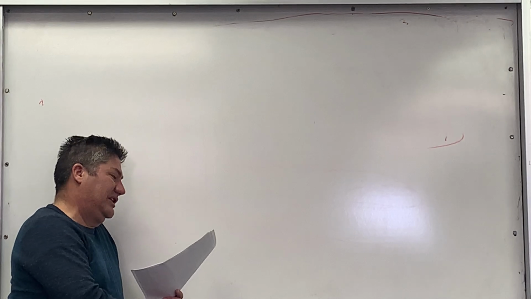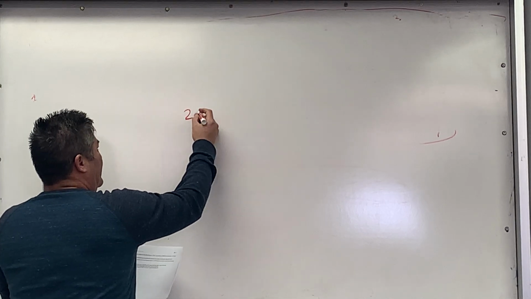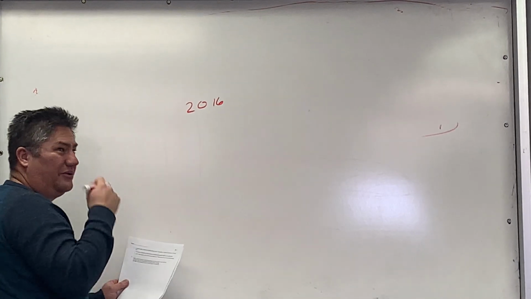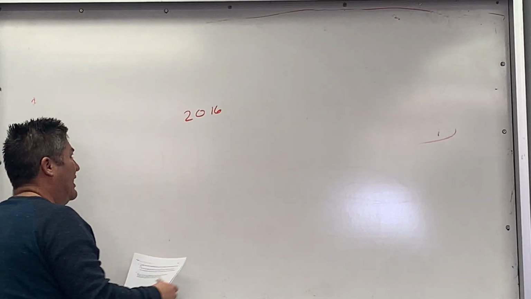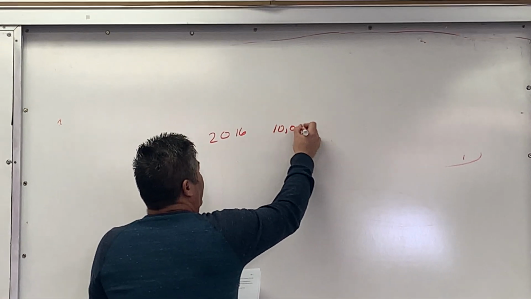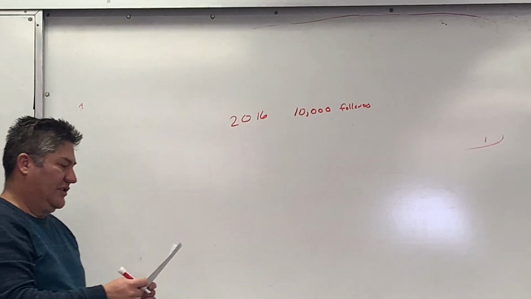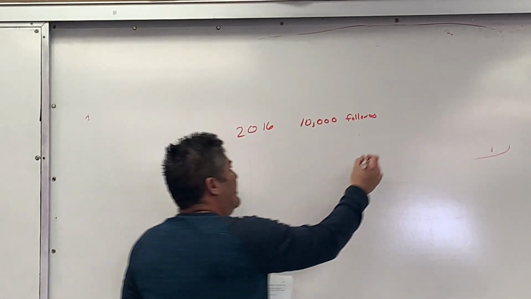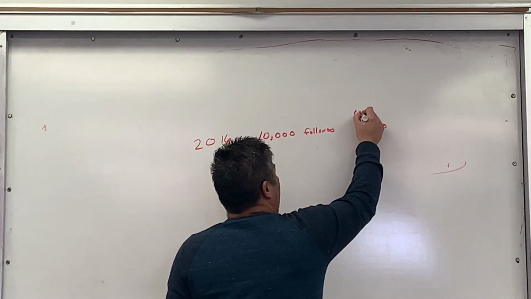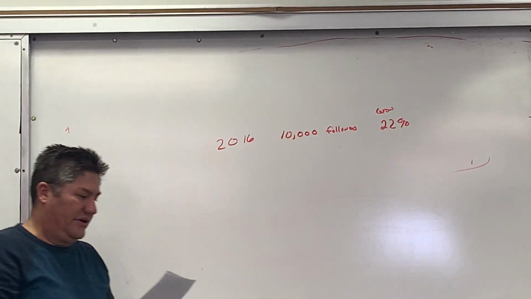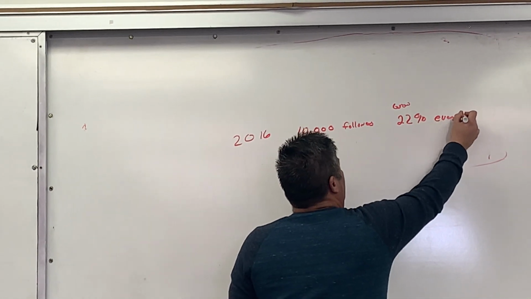Okay, so this is what happens. So let's say we're following Good. Good starts their channel in 2016. Now, I don't think they actually started then. I think it was like 2018. But let's say they started in 2016. And then when they first start the channel, they have 10,000 followers. Let's say that every year they are growing by 22%. Their followers grow by 22% every year.